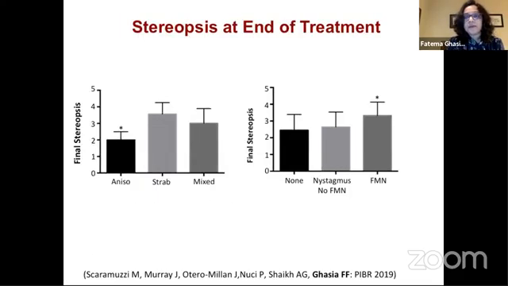The other thing that we looked at is the final stereopsis at the end of treatment. For the type of amblyopia, anisometropes tend to have better recovery of stereopsis compared to the other 2 groups, and patients who have FMN really did not have much improvement in stereopsis. We converted these values to log arc seconds, and if they didn't get the fly on the Titmus, we assigned them a value of 3.2 log. You can see that most of the patients with FMN did not have any improvement in stereopsis despite showing improvements in visual acuity.